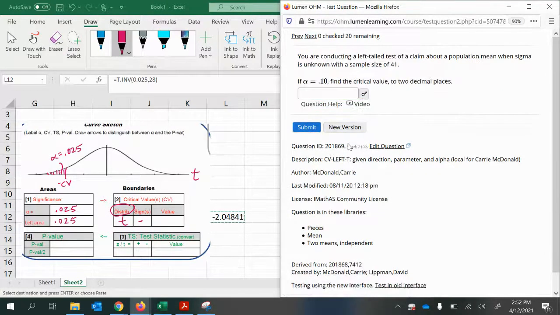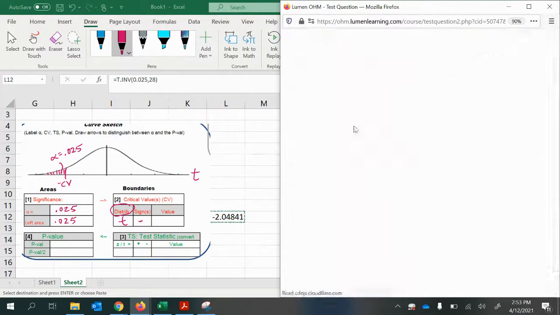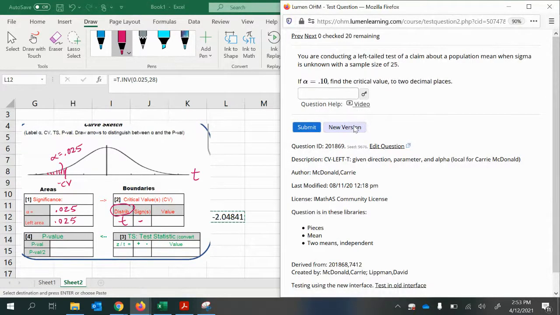Let's see what we get if we do a new version. Left test again. Maybe these are all left-tailed tests. Yeah, I'm not seeing anything significant change in here. All of these have said left-tailed test with sigma is unknown. So we'll go on to another question since there aren't any different versions really here except for the numbers changing.